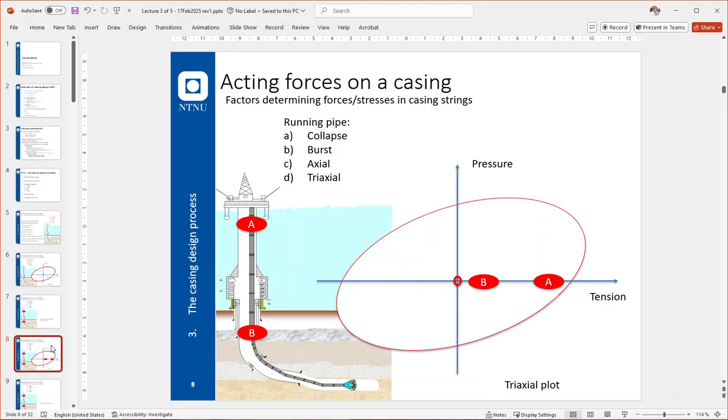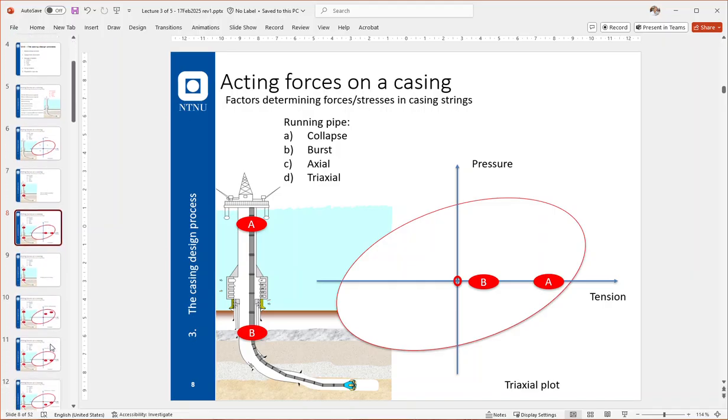The stress is the highest in the pipe where it's hanging from the rig. That's where the tension is the highest, and the stress level is the highest. Going down in the well, the tension is reduced a lot, and we see that in point B.